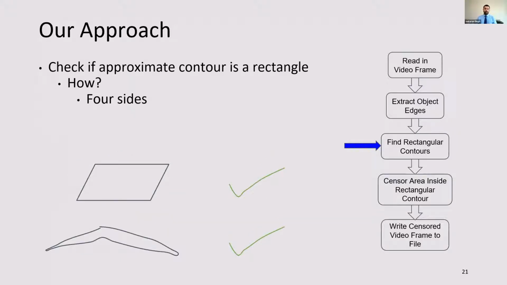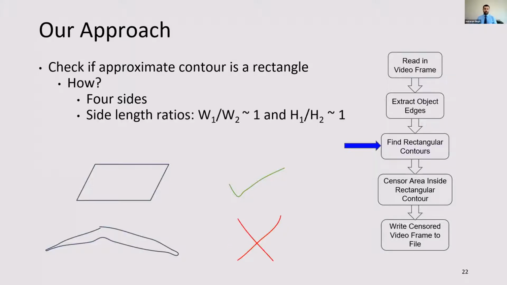So that four sides condition isn't sufficient to determine what's a license plate. It would allow a shape like the one on the bottom to continue through, and something like that would get censored in the video frame, which is actually something that happened during our testing. It was finding weird four-sided shapes, and we didn't want those weird four-sided shapes to be censored, so we had to implement an additional condition.